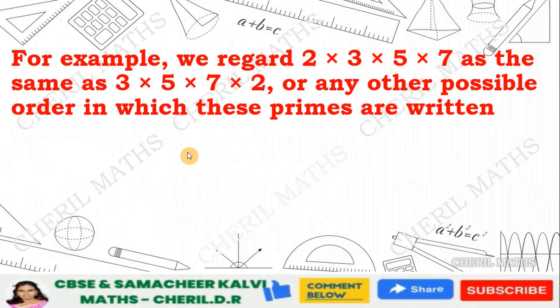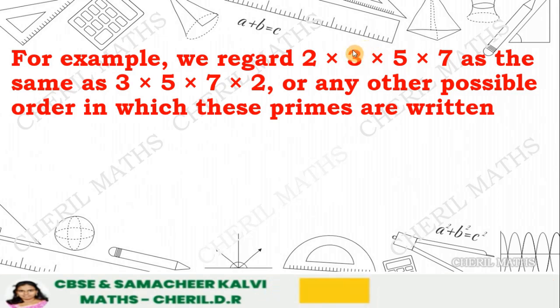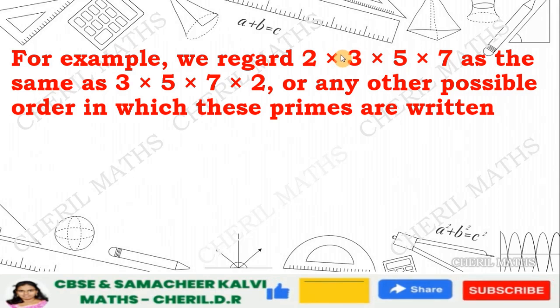Now, 2 into 3 into 5 into 7. If you have a number which is 2 into 3 into 5 into 7, how can you change it? You can change the order. What is 2 into 3 into 5 into 7? You know, it is nothing but your 210.